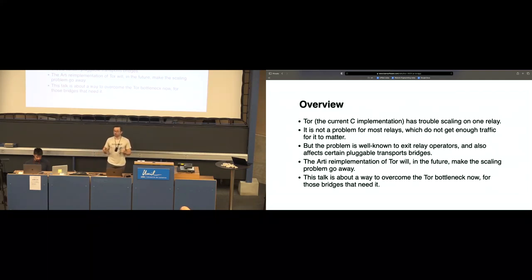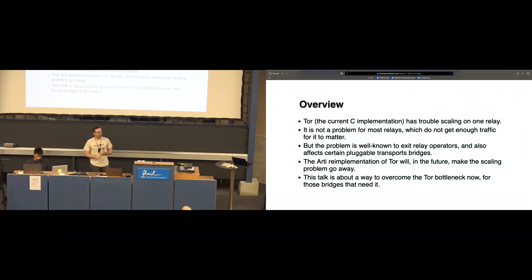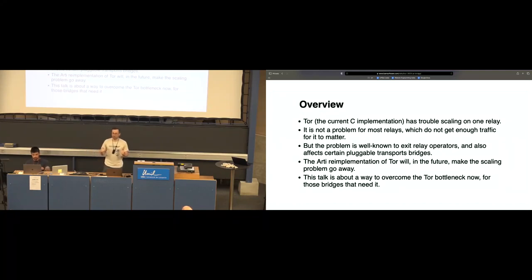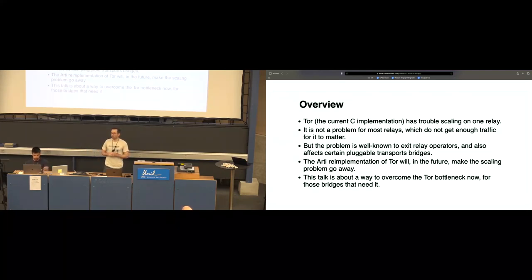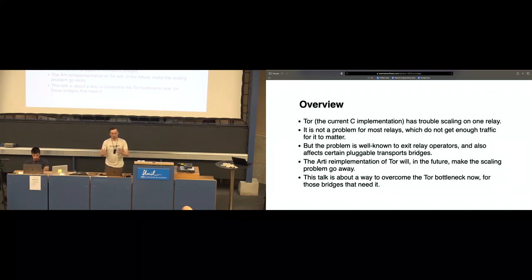It also affects certain bridges. Bridges are also kind of a special case because they also concentrate the traffic of many users. In the future, there's going to be a re-implementation of Tor called Arti, and it will probably make this problem go away. This will likely not be a problem in the future re-implementation of Tor. But until that happens, and that may still be a few years away, this is a technique you can use to make your bridges run fast. And I think it may actually have application, perhaps, to things like exit relays. That's untested, but the same principle should work. All right, so there's the big picture.